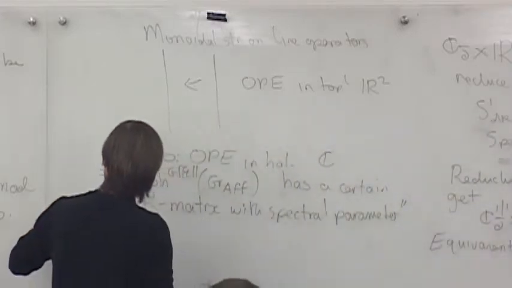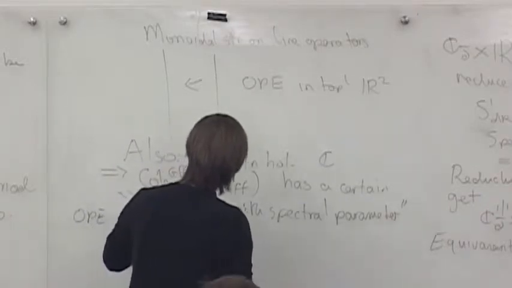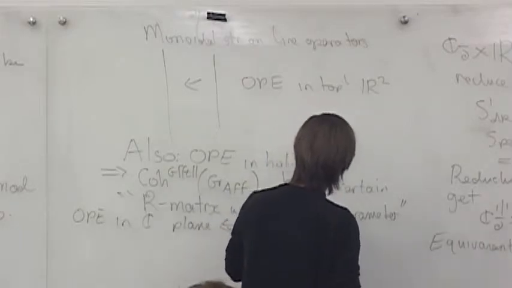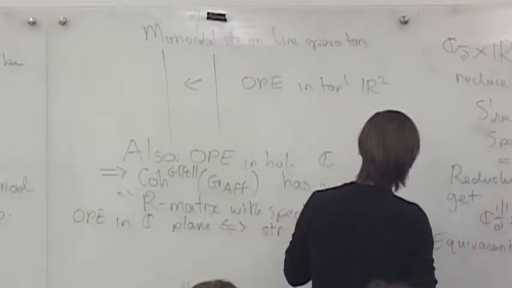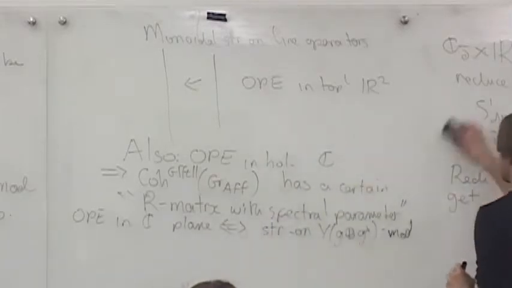So what you find is you expect that the OPE in the C direction matches up to a structure on this category, E star mod, which comes from the R-matrix.